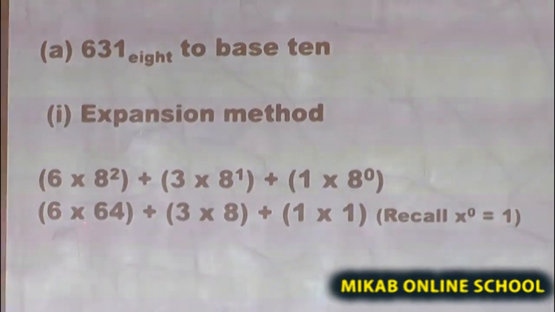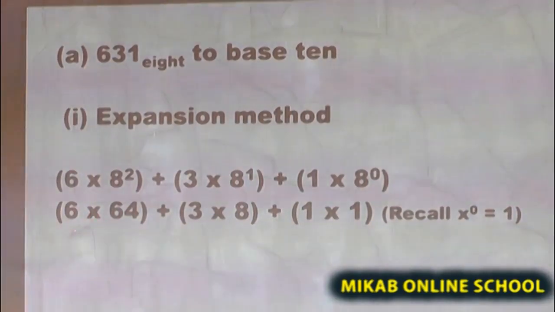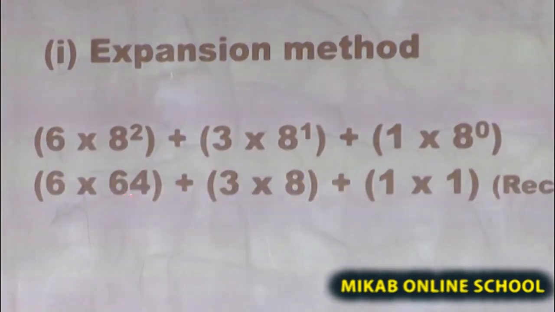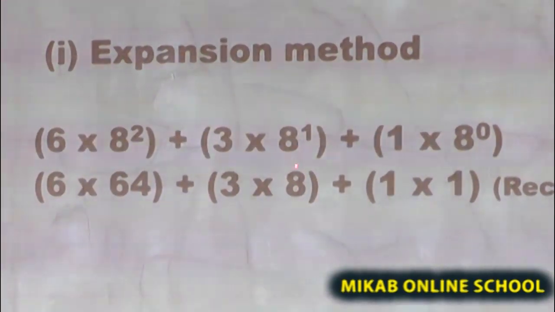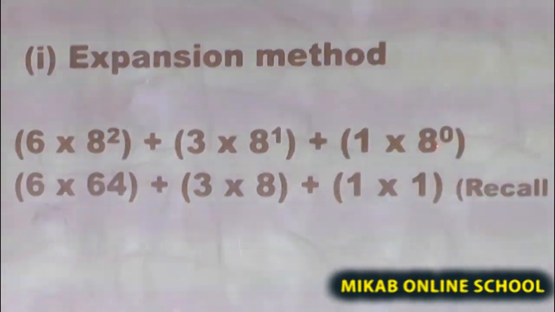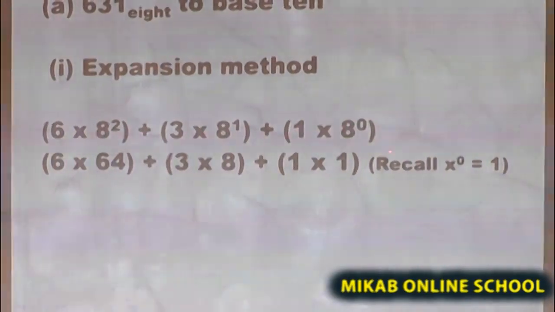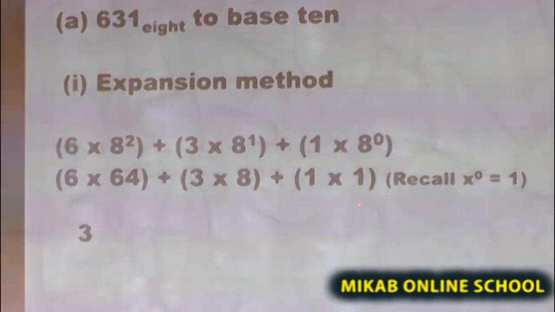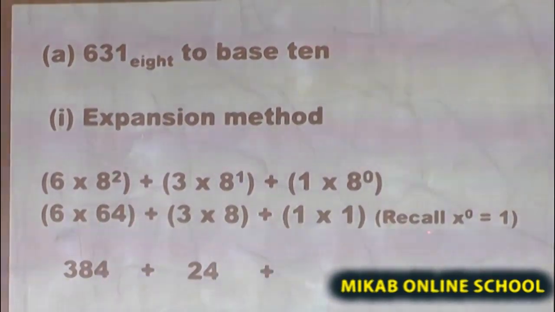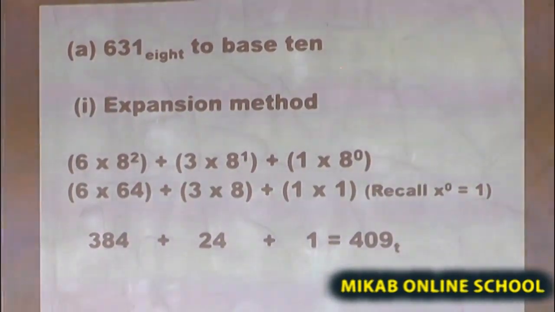So 6 times 8 raised to the power of 2 will give me 64. Remember, 8 raised to the power of 2 means 8 times 8. So I have 64. Plus 3 times 8 raised to the power of 1, 8. Plus 1 times 8 raised to the power of 0, which is going to give me 1. Remember, anything to the power of 0 that is not 0 is 1. Okay? So now I'm not going to just stop here like we did in the expansion earlier. I am going to simplify further to have this very number in base 10.